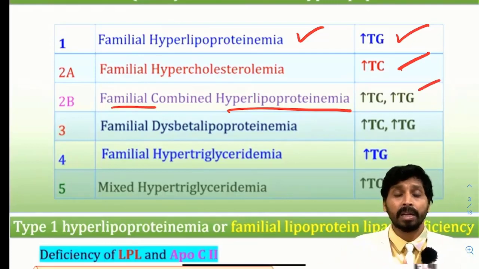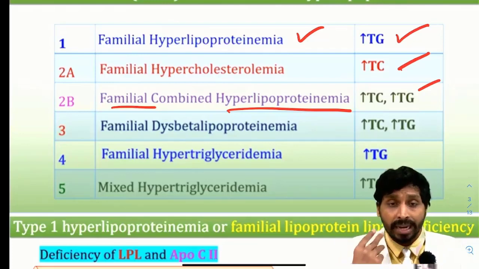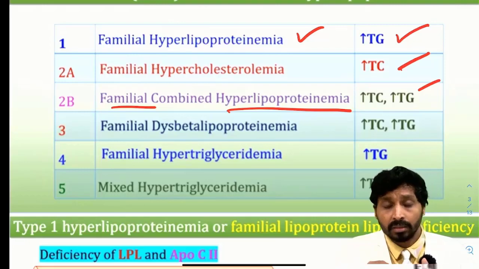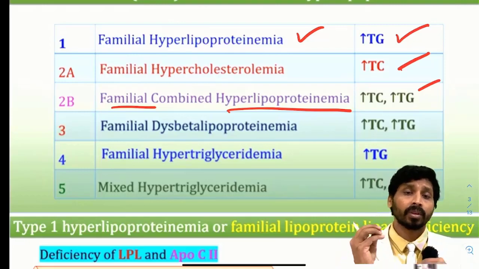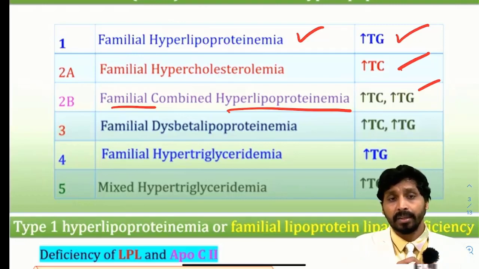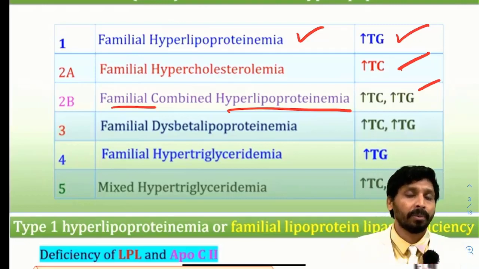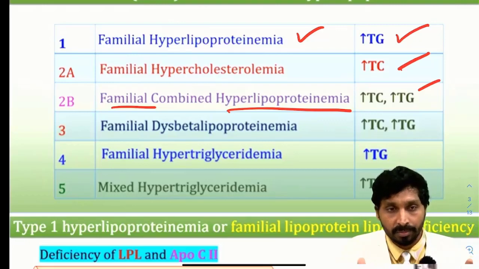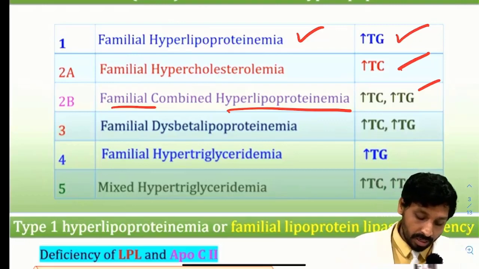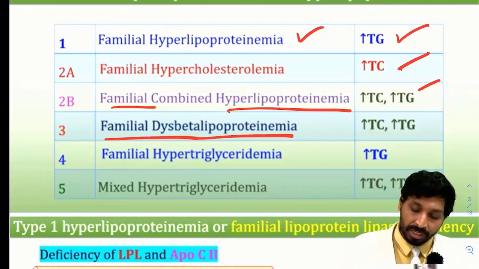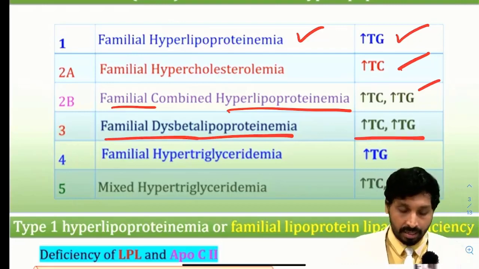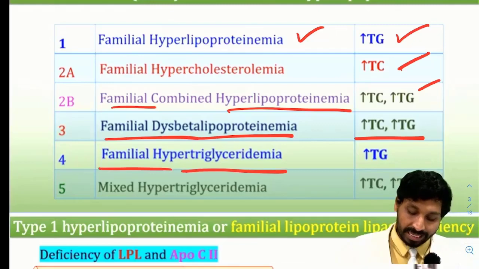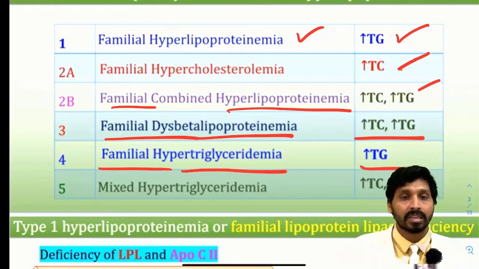First, familial hyperlipoproteinemia, where triglyceride levels alone are increased. Second, familial hypercholesterolemia, where only total cholesterol levels will be elevated. In the case of familial combined hyperlipoproteinemia, both total cholesterol and triglyceride levels will be elevated. In the case of the third one, familial dysbetalipoproteinemia, again total cholesterol and triglyceride levels will be elevated. And the fourth one, familial hypertriglyceridemia, only triglyceride levels will be elevated.